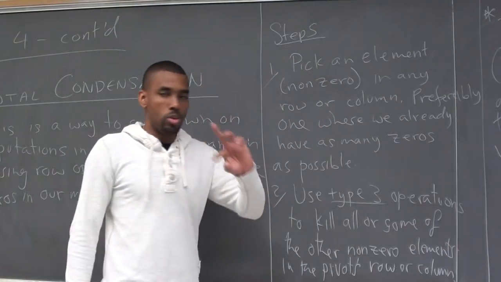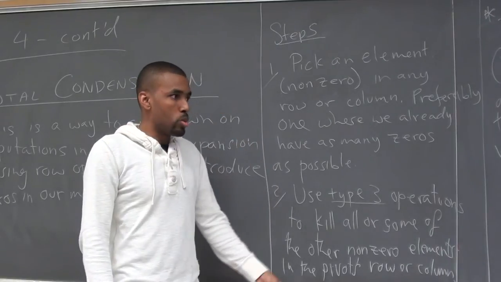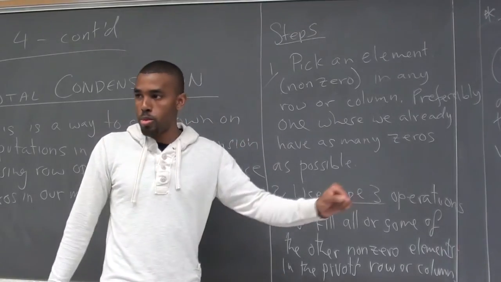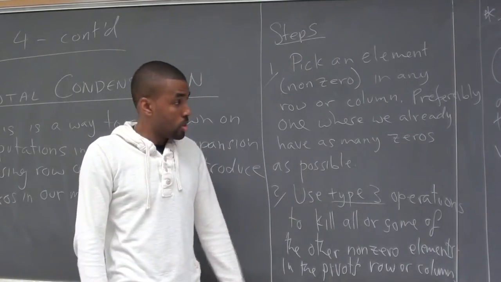If you do a type 1, which means you switch 2 rows, you have to actually negate the determinant. And if you do a type 2 operation where you multiply a row by a scalar, you have to multiply the determinant by that scalar. I'm going to write that down later, but for now, just know that.